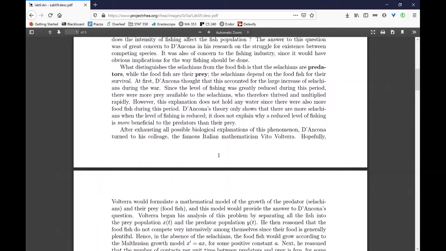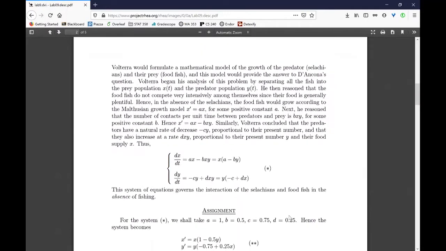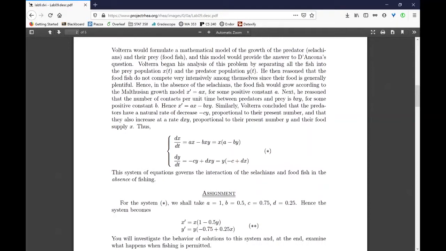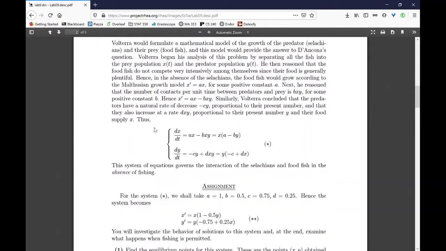Volterra models this as a predator-prey relationship. So we have predators, which would be the cetaceans, and the prey, which would be the food fish. He models it in a way which I'm not going to go into, but you can read the explanation here. All you need to know is that we end up with this system of equations.